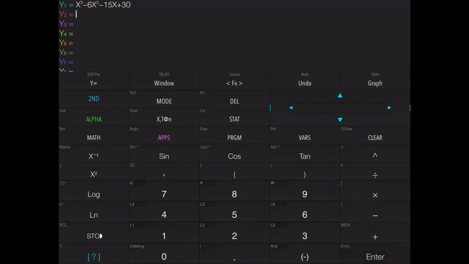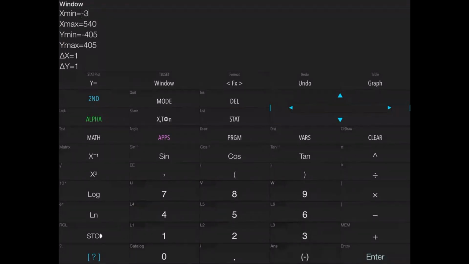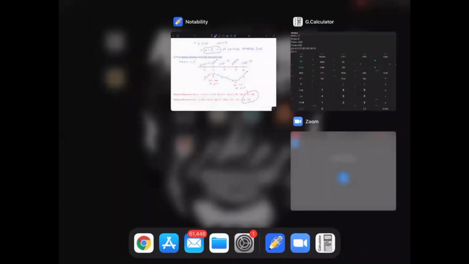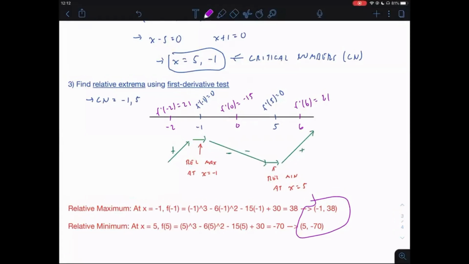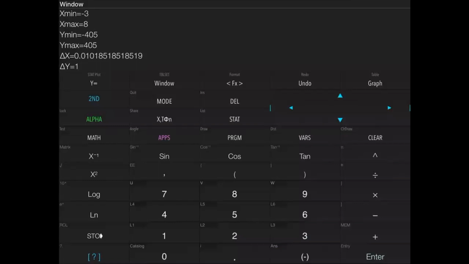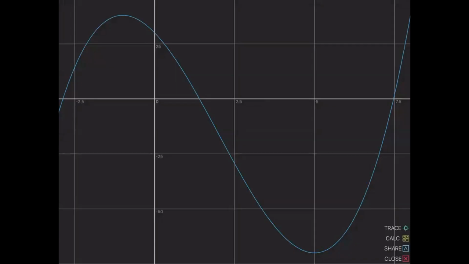All right, let me set the window here based on our critical numbers and extrema. So our critical numbers were -1 and 5. I'll do -3 for the x minimum, 8 for the x maximum. And then our y values were pretty large and small here, 38 and -70. So let me do -75 for the y minimum, and then say 45 for the y maximum. Let's see how this looks. Yeah, there we have our function.